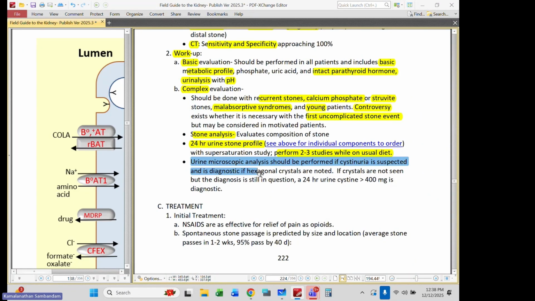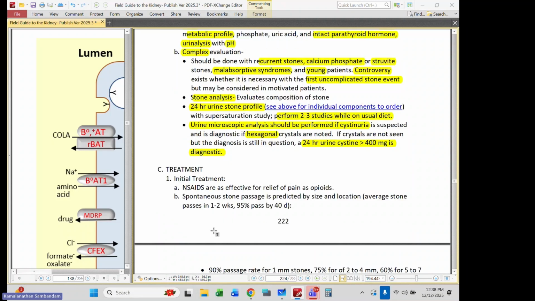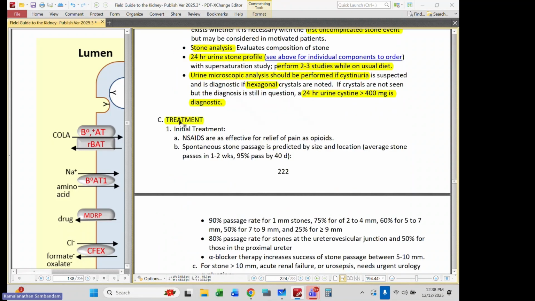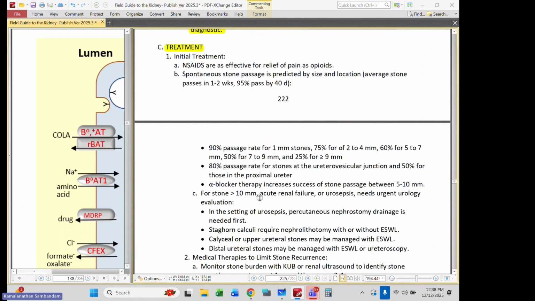Urine microscopic analysis ideally should be done if you have somebody with a family history that might imply the possibility of cystinuria. Looking for the classic hexagonal crystal is sufficient to make the diagnosis. If you don't have that, then you can do a 24-hour urine cysteine looking for that excess excretion rate of that solute. Moving on to treatment.